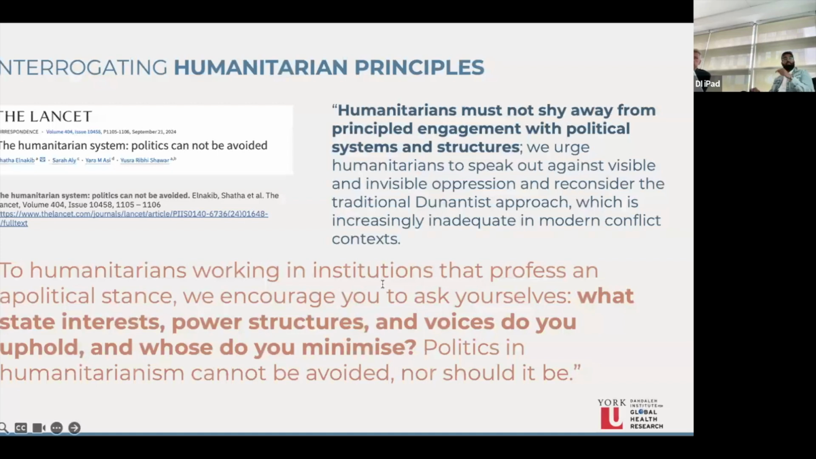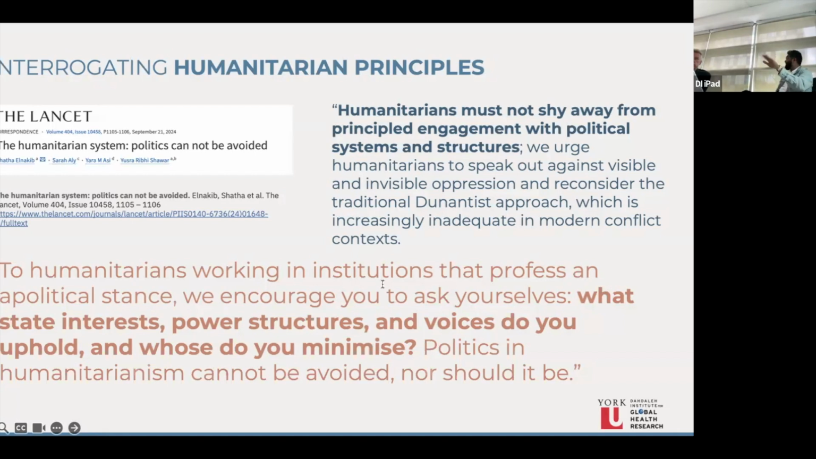Politics and humanitarianism cannot be avoided, nor should they be. And this is something that I've seen time and time again in the development sector and the humanitarian sector. And I have to make a confession: I started my work in the development sector, and I sort of ran away from it. I didn't want to deal with those questions of what is the role of institutions? What is the role of government? What is the role of different stakeholders in creating the situation and perpetuating it? I don't want to deal with this question.